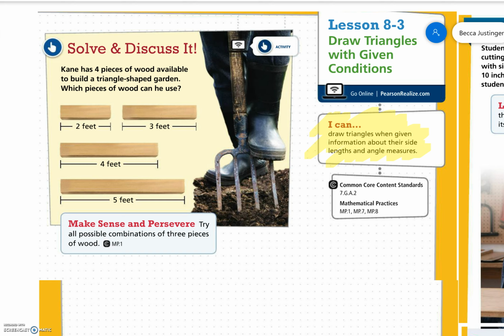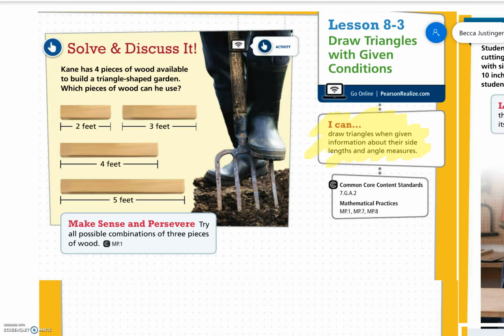Solve and discuss it. Kane has 4 pieces of wood available to build a triangle-shaped garden. Which pieces of wood can he use? We will pause and use some of the cutout wood that I have to see what triangles we get, then get some participation.